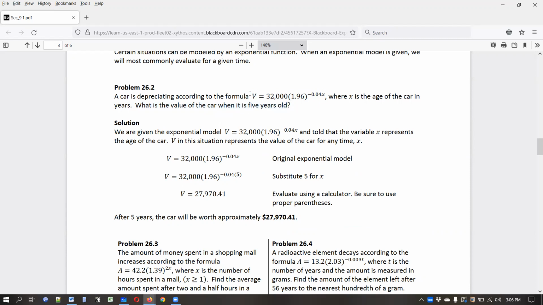Well, if this is the function representing the value of the car, and x is the age of the car in years, and you want to know what is the value of the car when the car is 5 years old, all we have to do is replace this variable x with the number 5, as you can see right here.